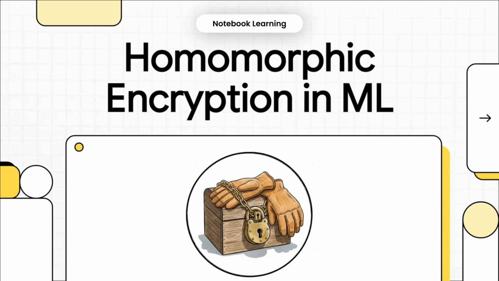All right, day 97. We all know that machine learning models are hungry for data. But here's the catch. The most valuable data is often the most sensitive. Think medical records or financial transactions. This puts us in a bind, creating a huge conflict between building powerful AI and protecting privacy.